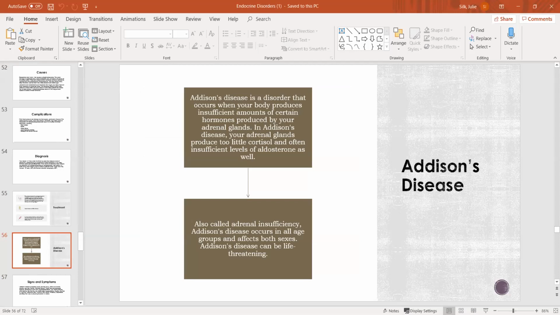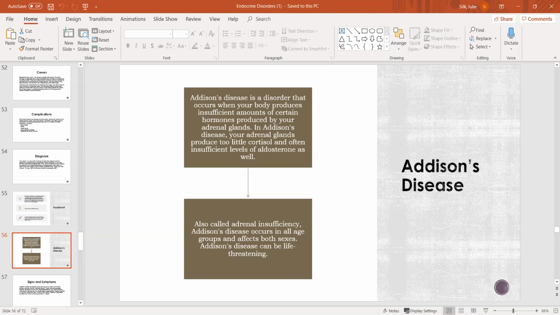Addison's disease is where your body produces insufficient amounts of these hormones, which are produced by our adrenal glands. Remember, those are right by the kidneys. With the mineralocorticoids, we talk about aldosterone. Aldosterone increases sodium absorption and causes potassium excretion in the kidney. So aldosterone is a mineralocorticoid.